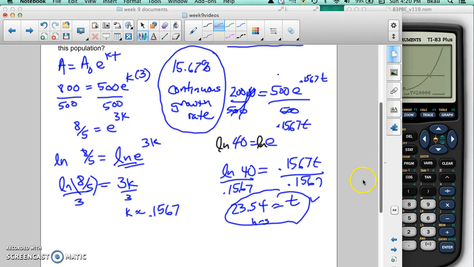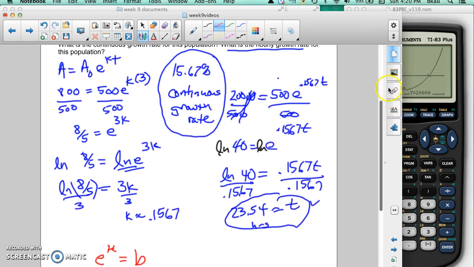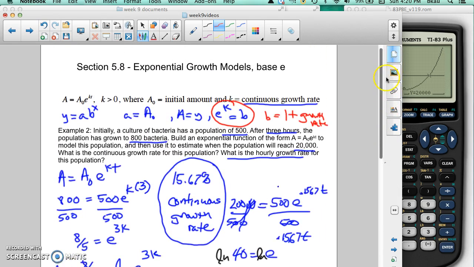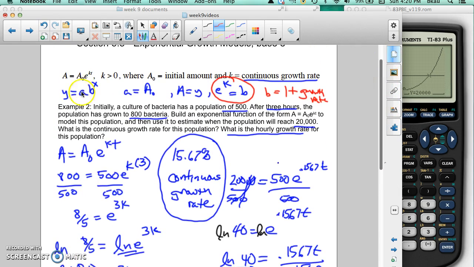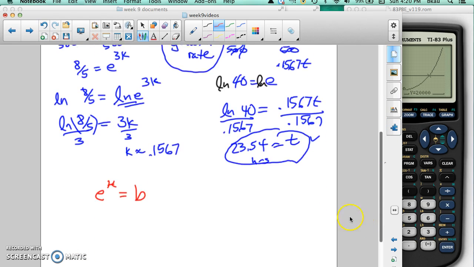Instead of doing all of that work here, I'm going to say e to the k. We saw that e to the k was equal to the base. If we look at the two equations again, we can see that they are very similar. These two are the same. e to the k is b and t is x. Forgot to write that in there, t equals x. So that's another thing you should know. So e to the k is b.